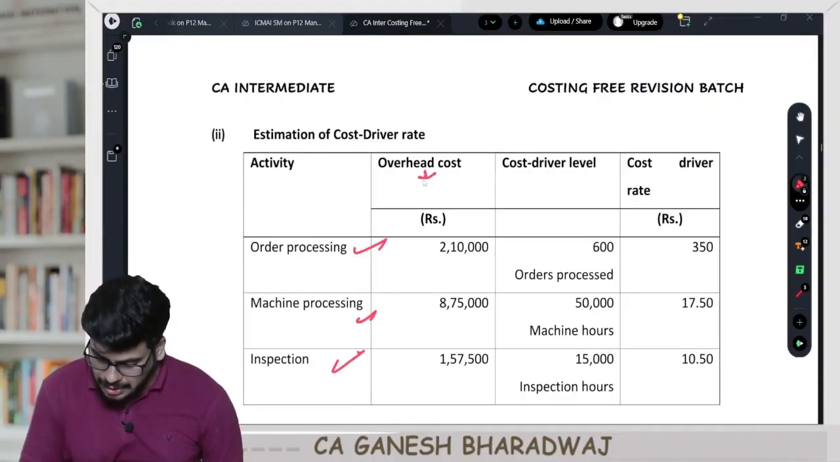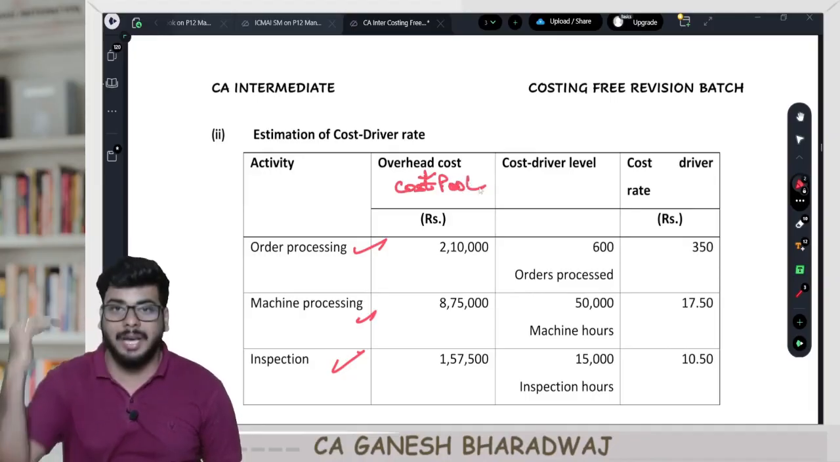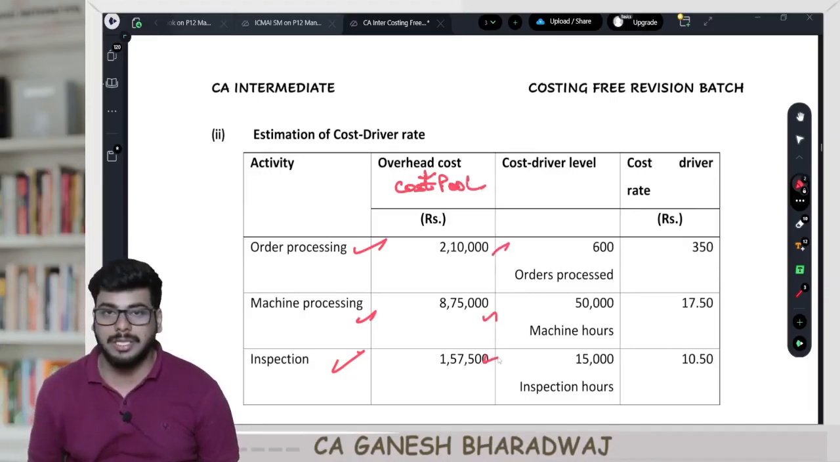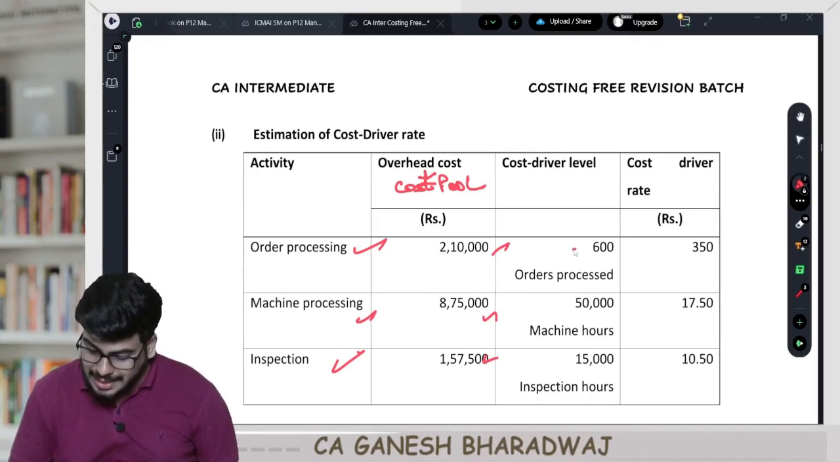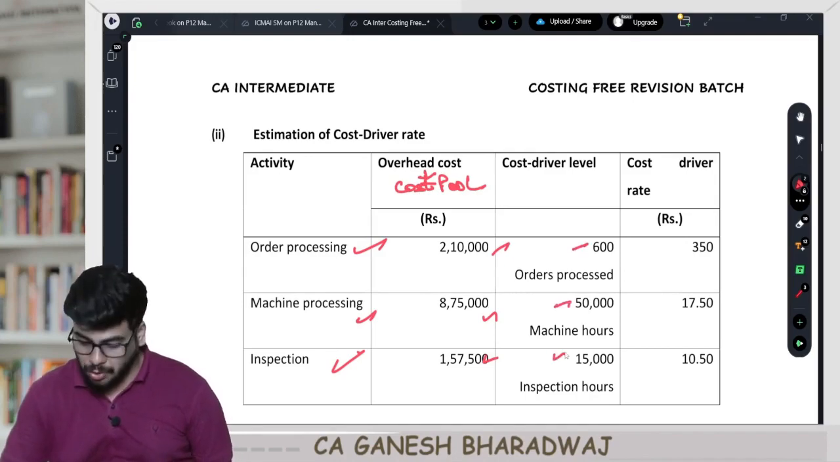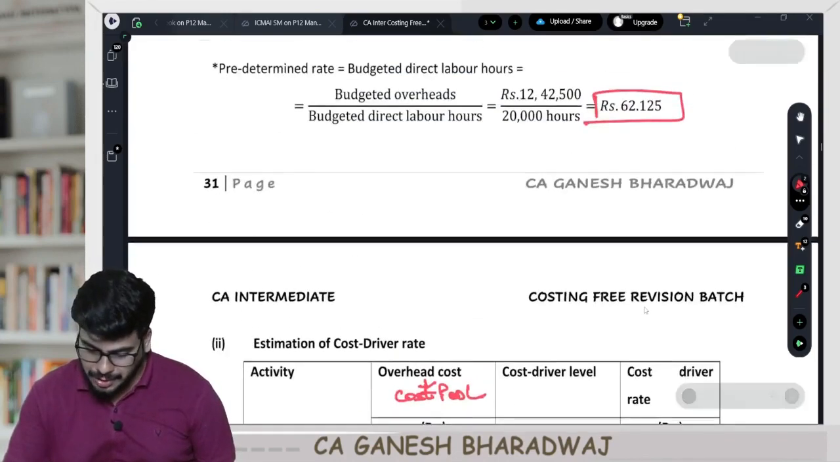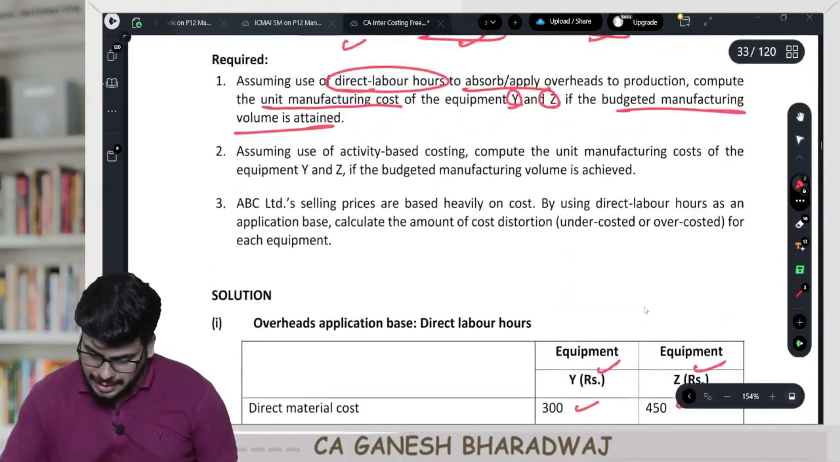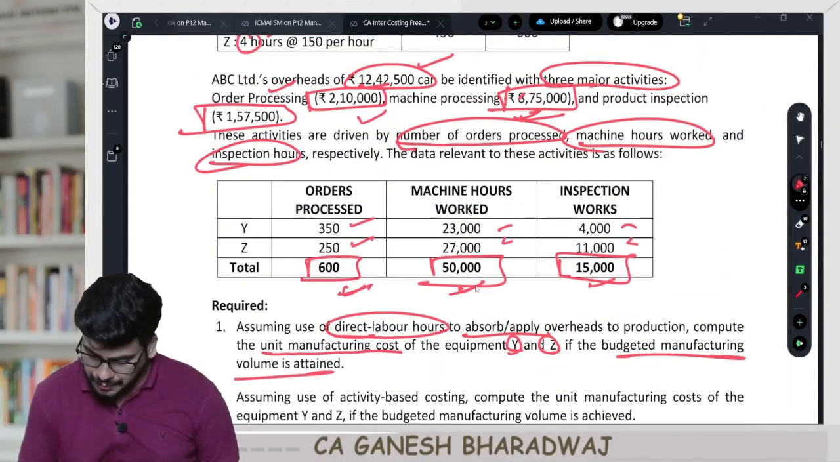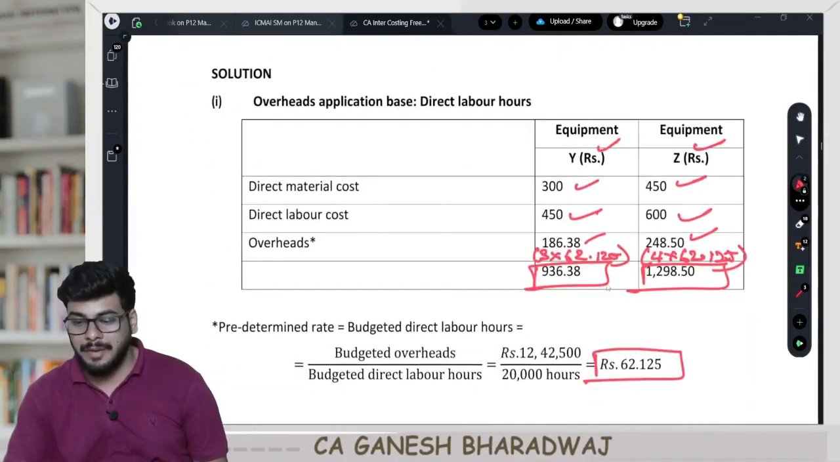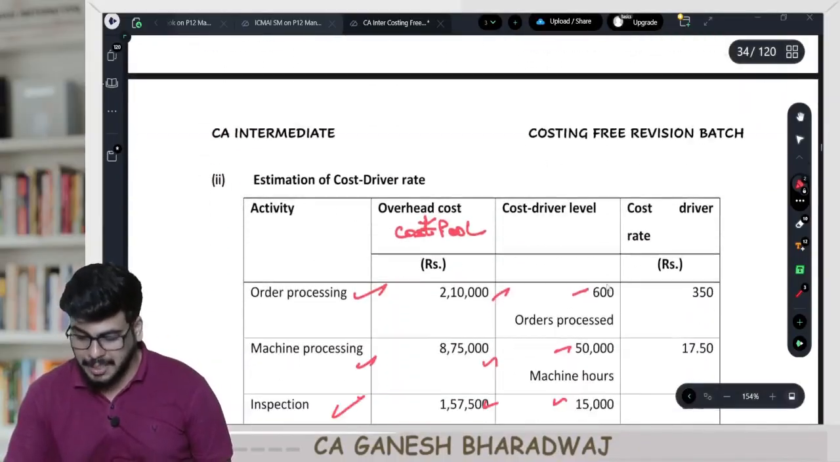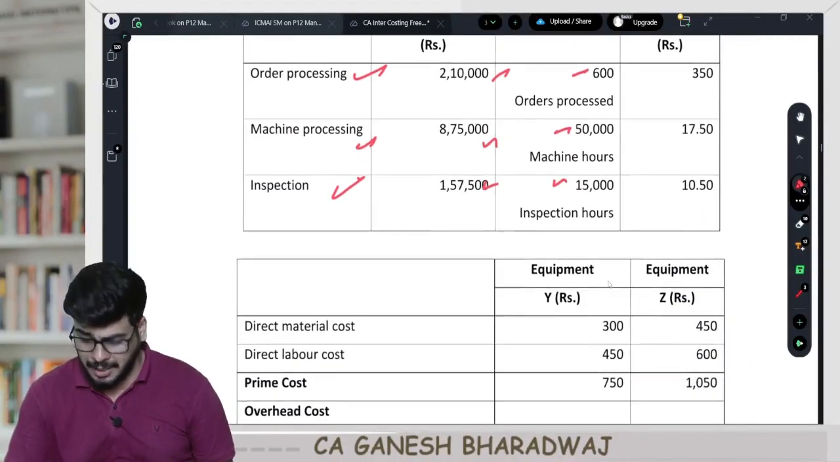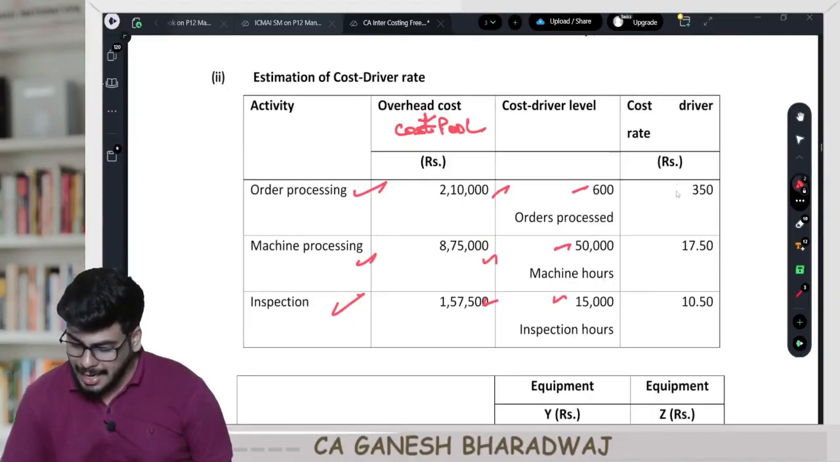This overhead cost is called a cost pool. Now I have the activity-wise cost, and the activity-wise cost driver quantity: 600, 50,000, 15,000. These are given in the question. Whatever cost driver drives the respective activity, I take that, and I have arrived at the cost driver rate here.